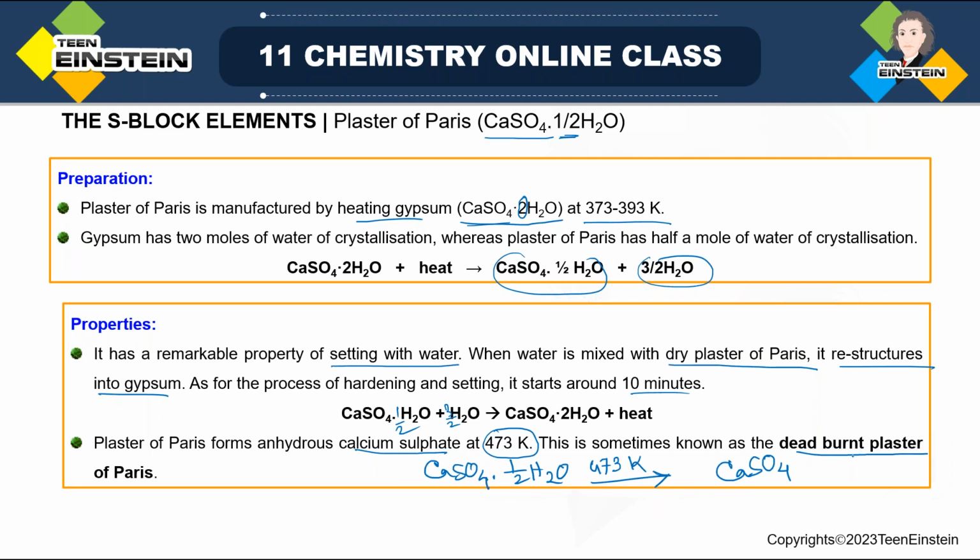Now if you know the formula of plaster of Paris, a half water molecule is there. When we use the term dead burned, that means there is no longer any water molecule. It is burned; you have heated it. That is why the name for anhydrous CaSO4 is dead burnt plaster of Paris. And the temperature is 473. If you use a lesser temperature, it will not happen. Only at this particular temperature can this half water molecule be removed, and we get anhydrous calcium sulfate.